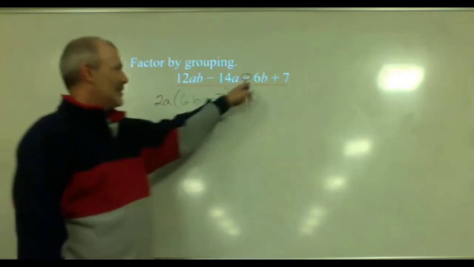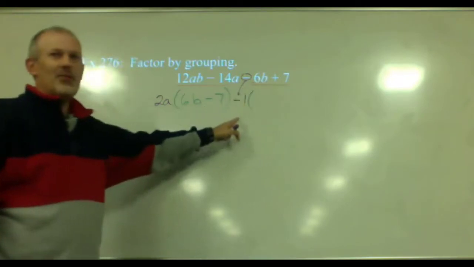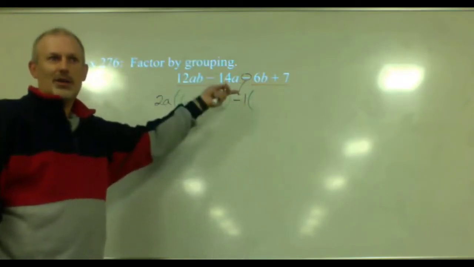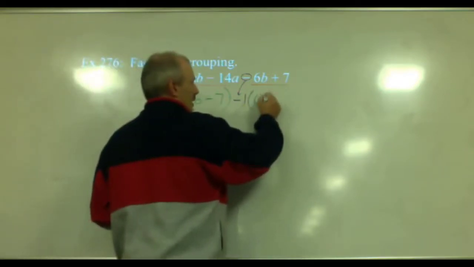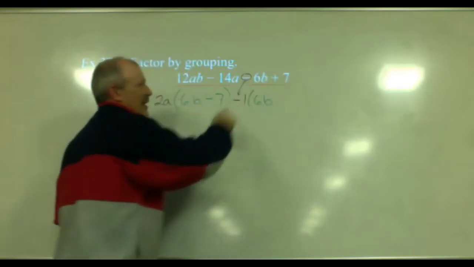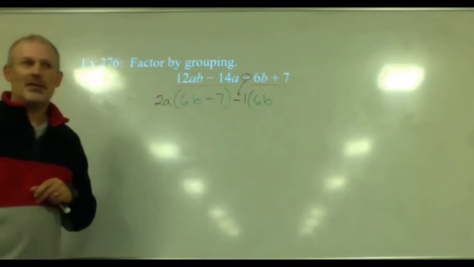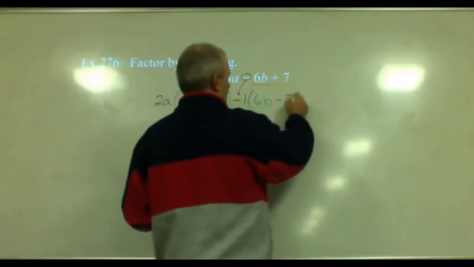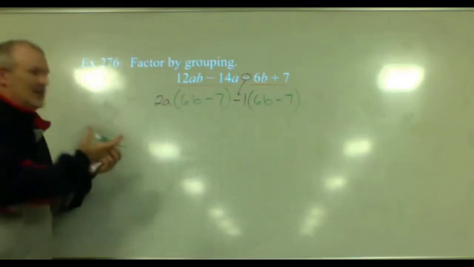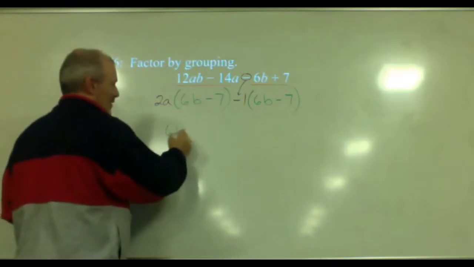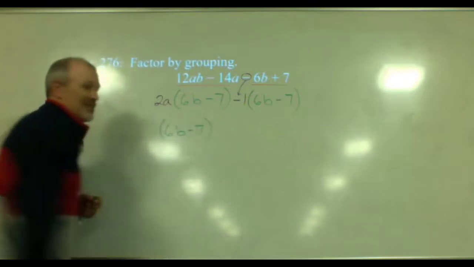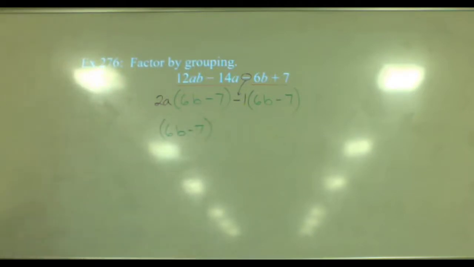So if we take the -6b and divide by -1, what does that turn into? Positive 6b. And when we take the 7 and divide by the -1, what's going to be left there? -7. And notice what happens once again. They're the same, right? 6b minus 7. If they're not the same and you're supposed to factor by grouping, you might want to double check to make sure that you didn't do something wrong.